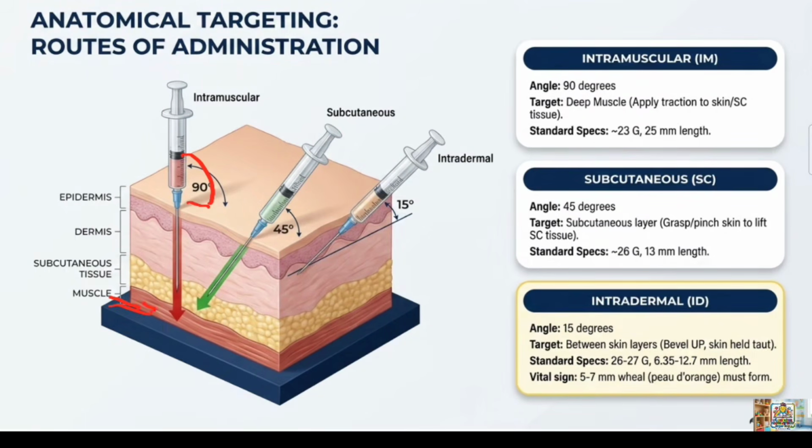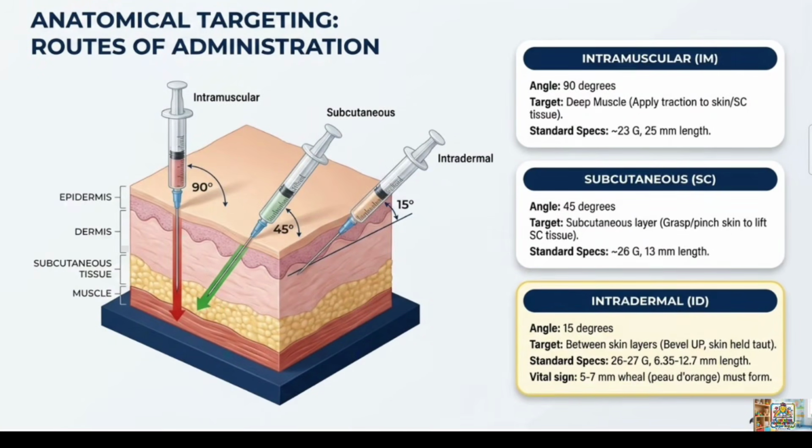For subcutaneous injection, use a 45-degree angle with the skin, and the target is the subcutaneous layer. Grasp or pinch the skin to lift the subcutaneous tissue. A 26 gauge, 13 mm length needle can be used.